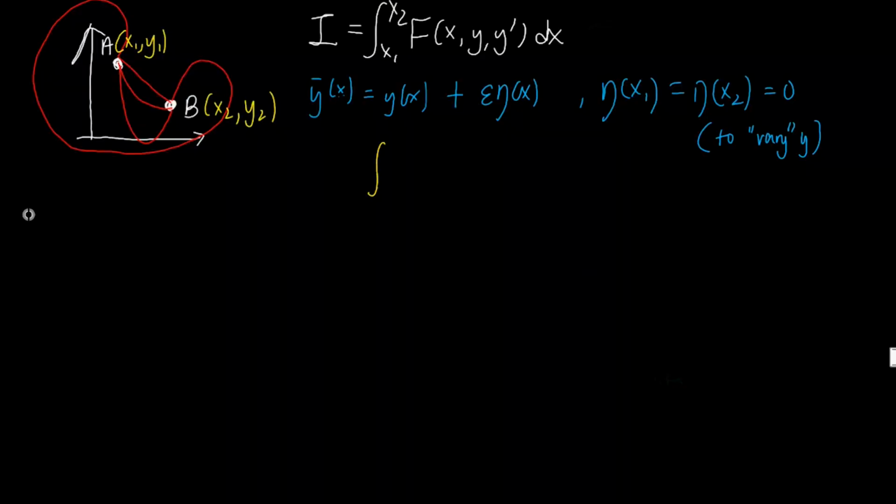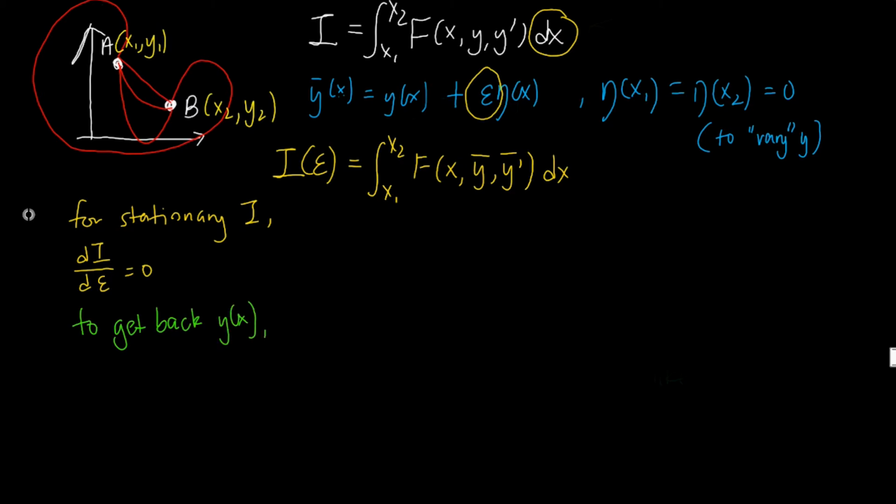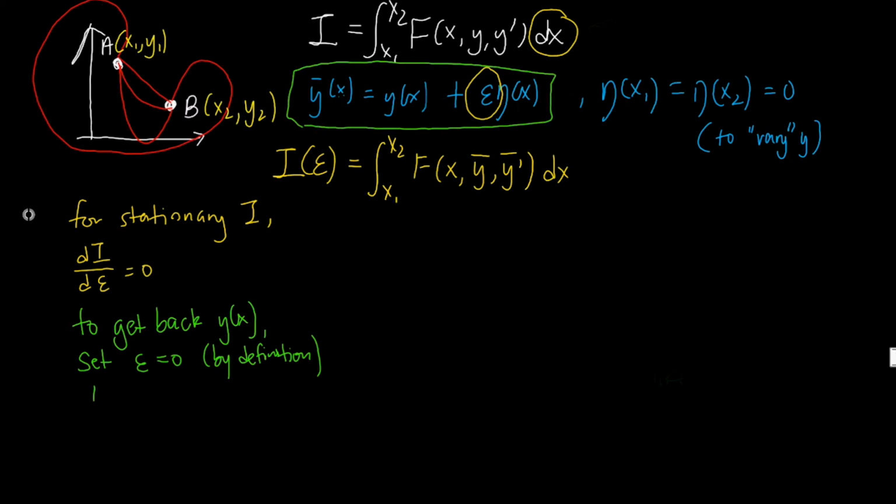Now with that in mind, let's replace all the y's with y bars in our original functional. And notice on the right hand side, the x gets integrated out. So at the end, we're left with just an epsilon. So now our original functional depends on epsilon. And from calculus 1, we know that if you want I to be stationary, we want dI d epsilon to be 0. By the way, everything here now is in terms of y bar. And so to get back our optimal path, which is what we want, by definition we can set epsilon equal to 0. So this is what we get.